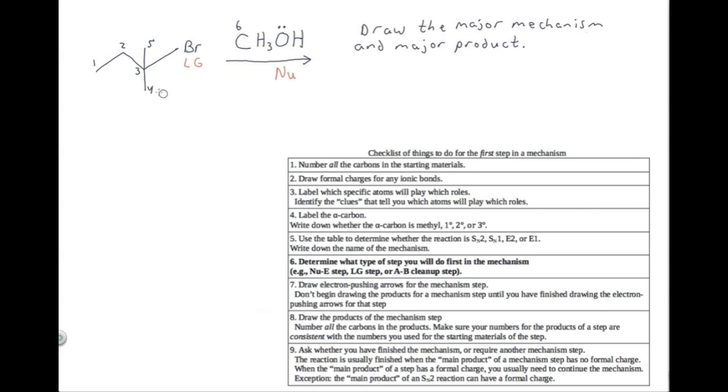Label the alpha carbon. Our alpha carbon here is going to be carbon 3, so we should label whether it's primary, secondary, or tertiary. This is a tertiary alpha carbon because carbon 3 is attached to 1, 2, 3 other carbon chains. Now we have to determine the mechanism using the table.